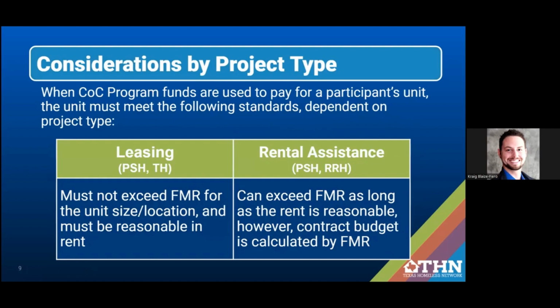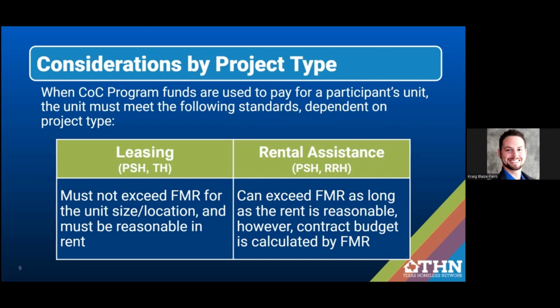All right, so your relationship to fair market rent and rent reasonableness is going to vary slightly between different project types. When CoC funds are used to pay for a participant's unit, the unit must meet the following standards depending on project type. If you have a project that is paying for participants' housing using leasing funds, these would generally be permanent supportive housing or transitional housing projects, although not all. If you are using leasing funds to cover housing costs, then the rent that you're paying for a unit must not exceed the FMR for an area, and it must be reasonable.